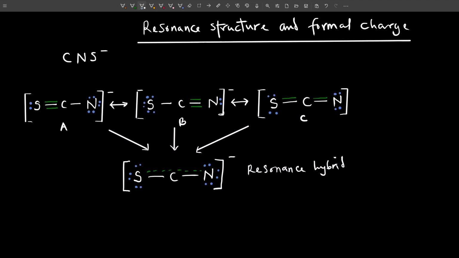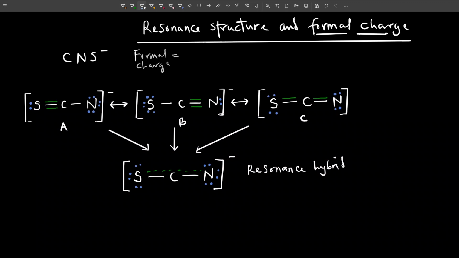So how can we know the one that contributes more than the other? We have to calculate something called the formal charge. The formal charge is a hypothetical charge assigned to atoms in a molecule. It is a hypothetical charge that is assigned to each atom in a molecule, and it tells us which resonance structure is contributing mostly to the resonance hybrid. Are you getting that?